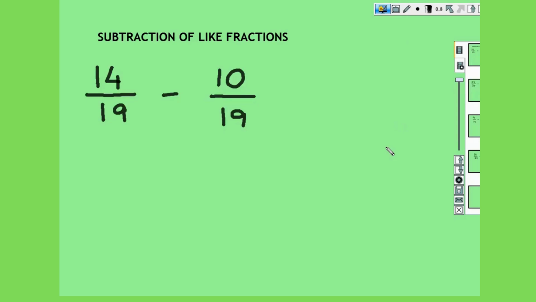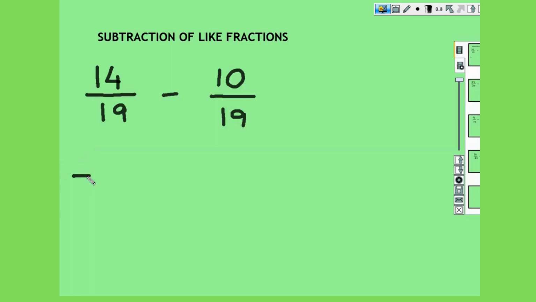So today's topic would be subtraction of like fractions. You can see on the board that two fractions have been given with the same denominator. Any fractions with the same denominator are called like fractions. So how do I do this? These kinds of sums are very simple.